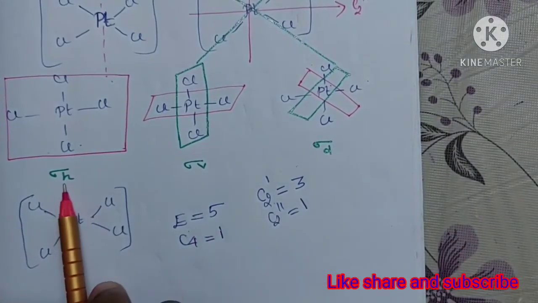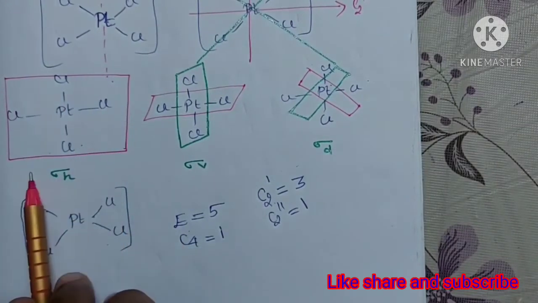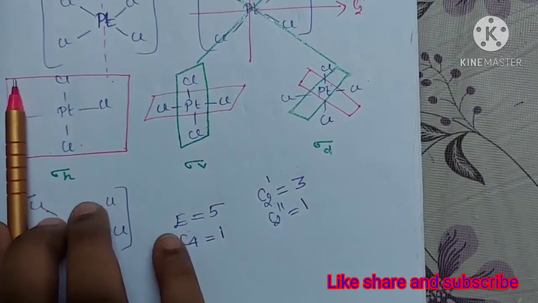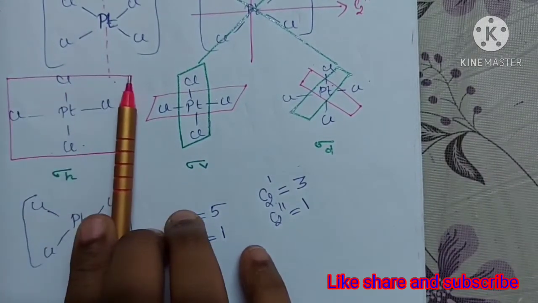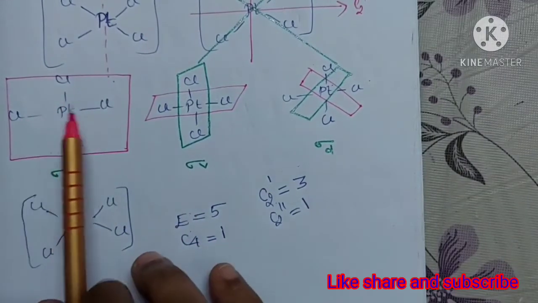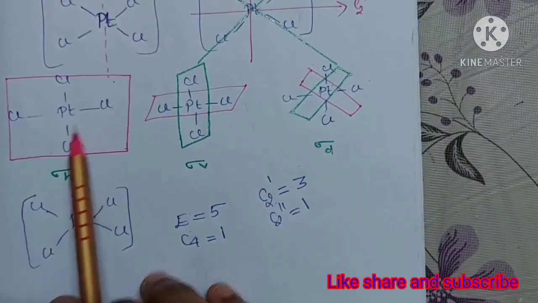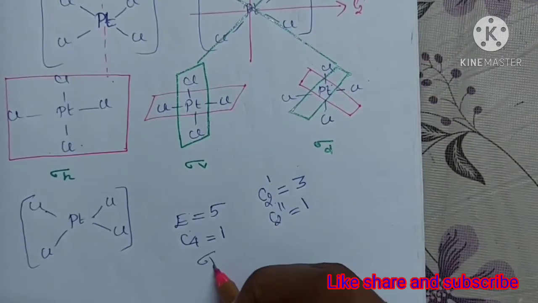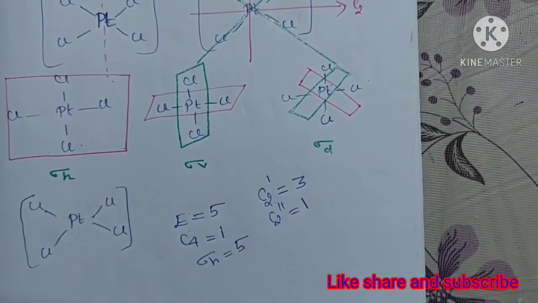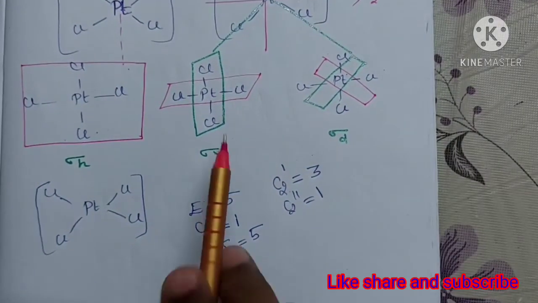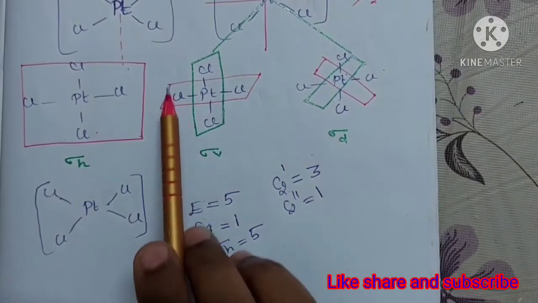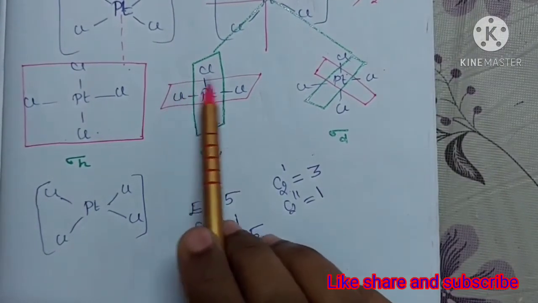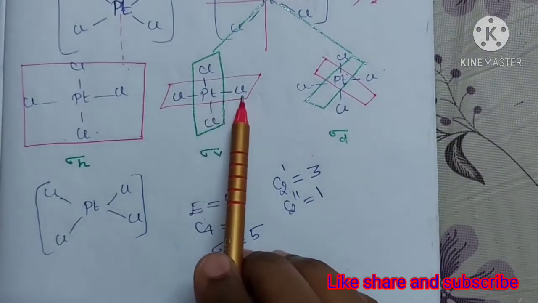So next, we have sigma H, that is the plane of the molecule. The plane passes along the molecular plane, and all the 5 atoms will remain unshifted. So for sigma H, all the 5 remain unshifted. In the case of sigma V, as you can see, the plane passes along this chlorine, platinum and chlorine.